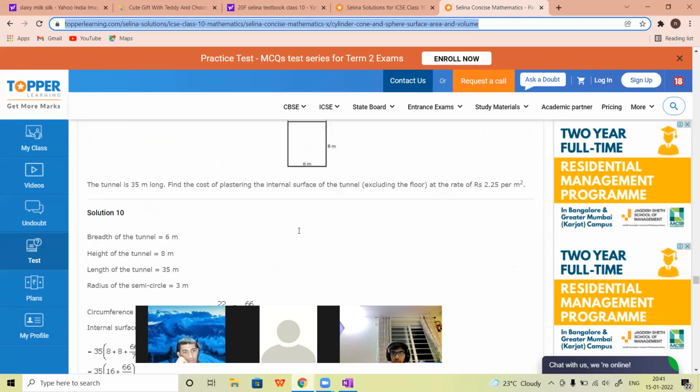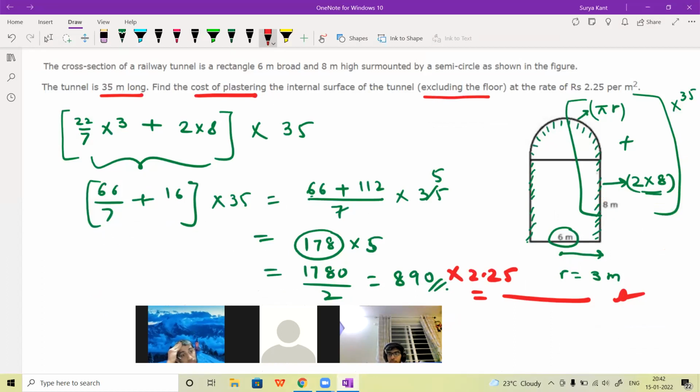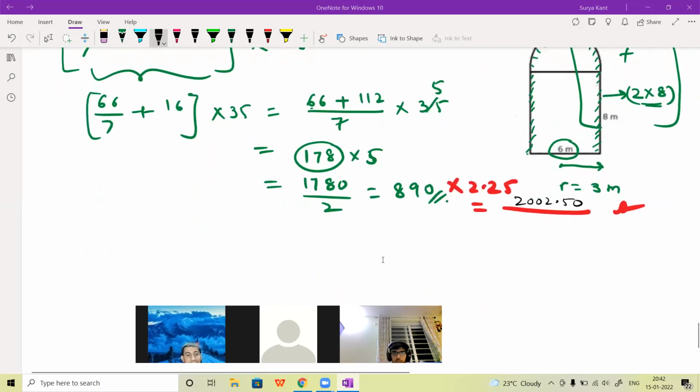Is it clear to everyone? Drishi, you got this answer? Yes, sir. So 890 into 2.25, here 890 is coming, same answer. So what is the answer? 2002.50. 2002.50. Same answer, Samarth? Yeah, sir, I have sent you the same answer only. Okay, 20,002 you have mentioned, I think. Yeah, sorry, I mentioned. Okay, fine. Leave, not a problem. The 0 was extra. Sorry.